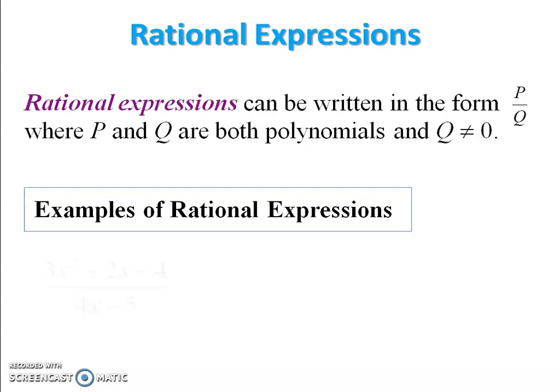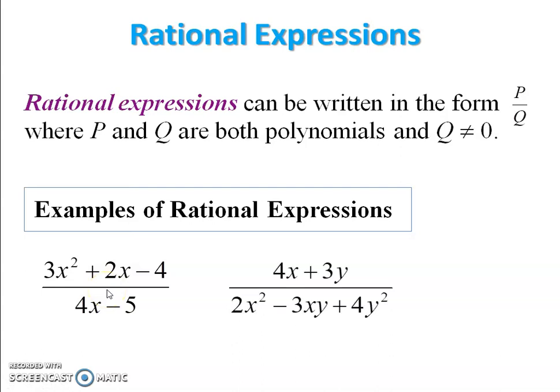So examples of rational expressions could be, this is a polynomial divided by a polynomial, and as long as we don't allow 4x minus 5 to equal 0, then that would be allowed. This is another expression, even if those are monomials, and even if they're constants, all three of these are considered rational expressions on their own. So it's some polynomial over some polynomial.